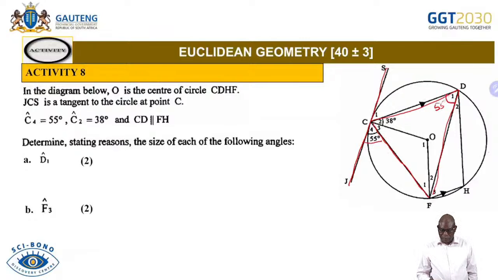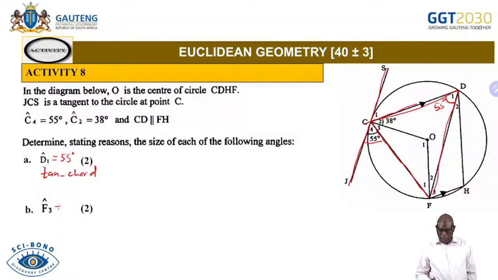This is 55. Is it asked somewhere? Yes, D1. Oh, I already know. D1 is how much? 55. What is the reason? Tan chord theorem. Can I get F3?